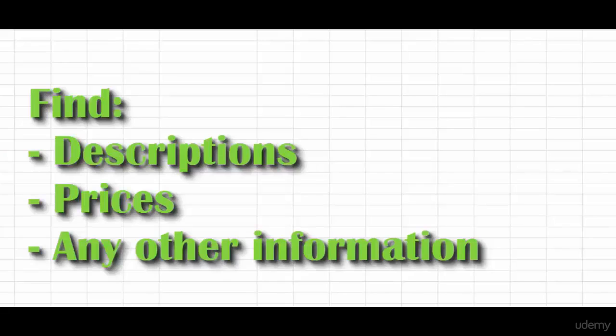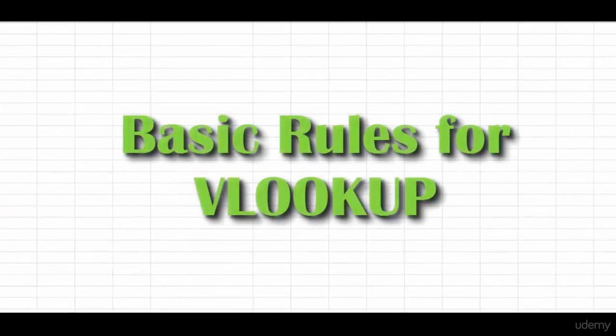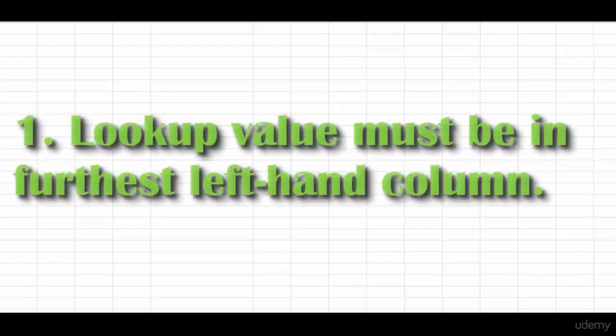So before we dive right into learning how to use the VLOOKUP function, let's talk about a couple of the basic rules that you need to keep in mind while you're setting up this function. Number 1, the lookup value must be in the furthest left-hand column of the table that you're working with, or it won't work. So to keep it simple, the easiest way to do this is to put all of your inventory codes or product numbers for this example in the A column. Then you won't have to worry about it.